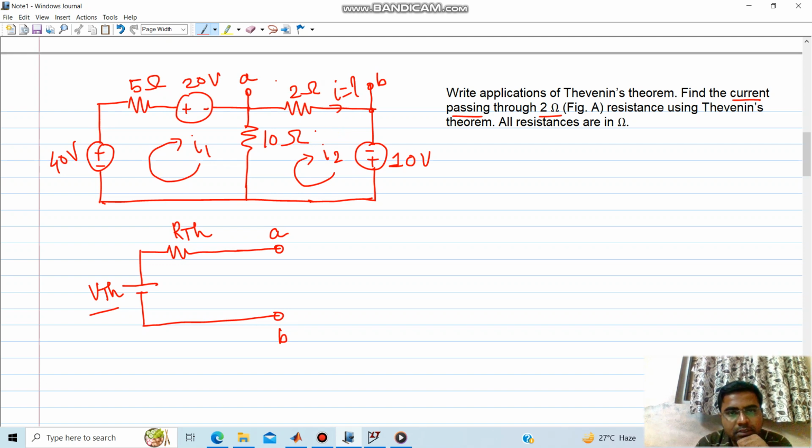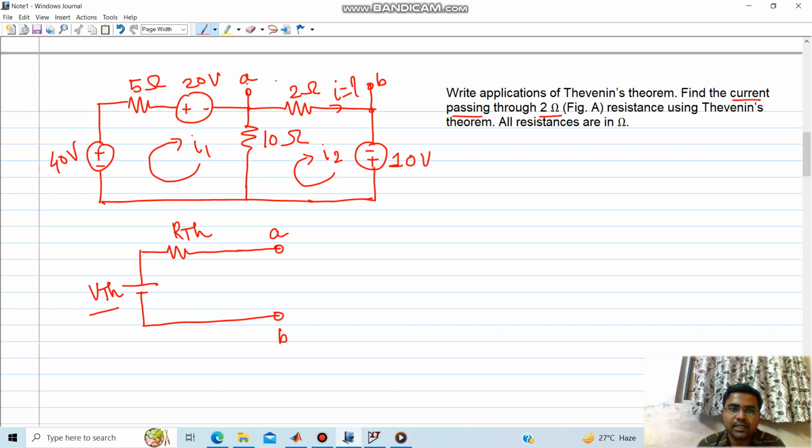Now at first look, it seems we can solve this example using node analysis, mesh analysis, any method, right? But in this particular example you do not have to use mesh analysis or node analysis. You have to solve it using Thevenin's theorem. We know that if you have to figure out the current flowing through the 2 ohm, you have to consider this 2 ohm as a load, and across this 2 ohm resistor you have to find the Thevenin equivalent.